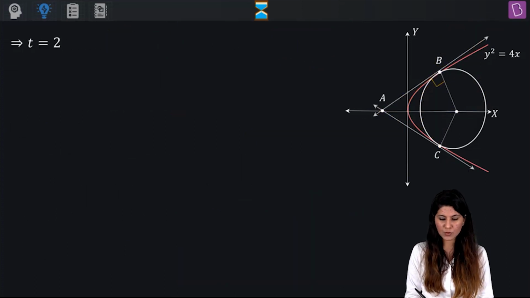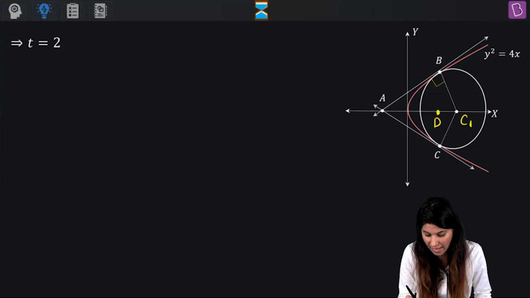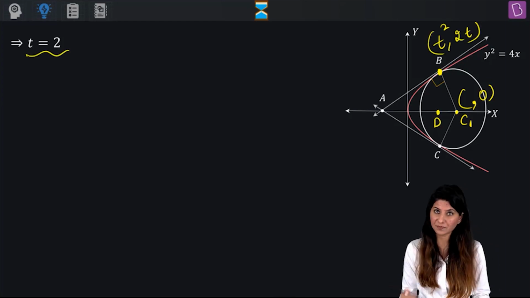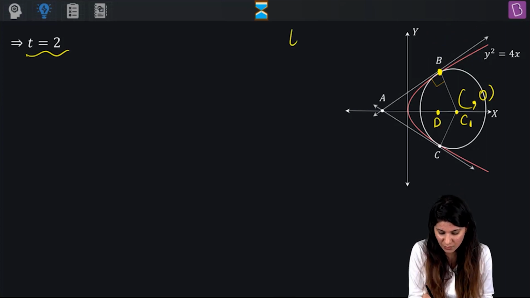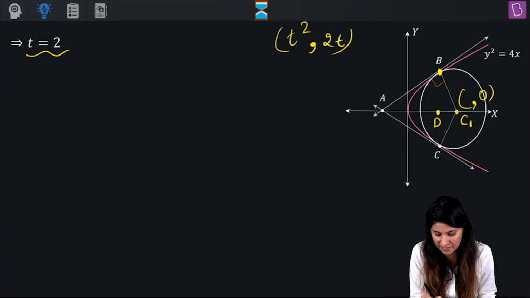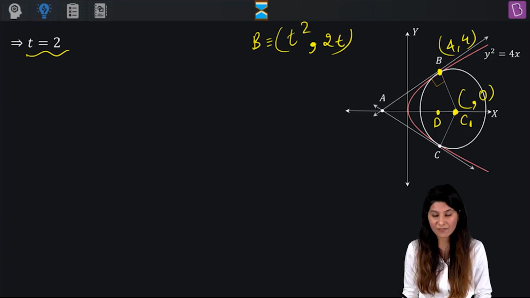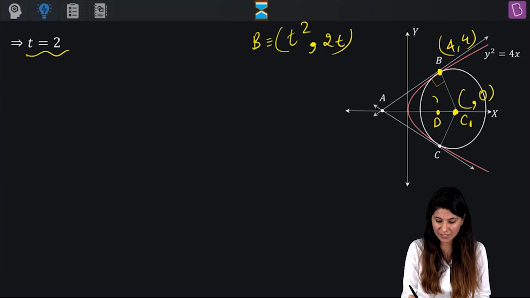Okay, if t is equal to 2, but let's not forget what we are looking for. This is point D, this is point C1, and C1 is lying on the x-axis. We are actually looking for the radius of the circle. You know the coordinates of point B, which is t square comma 2t. In fact, you know the value of t now. Can you put the value of t to get the point B? Yes. If you put t equal to 2, you will get 4 comma 4. So B is 4 comma 4. Point C1 is something comma 0. I just want that something. I'll apply the distance formula and get the value of the radius of the circle R.